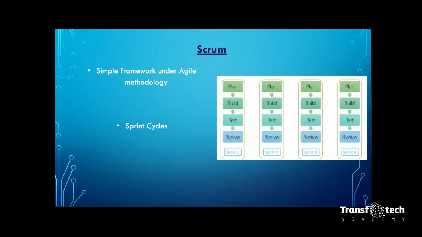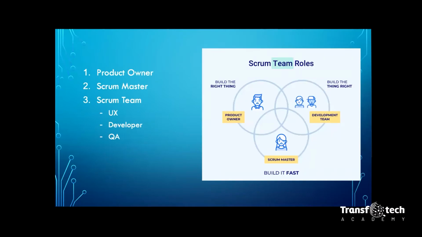Each sprint will go through 4 stages: planning, building, testing, and review in a typical time period of 1 to 3 weeks. Here is a breakdown of key roles on this project.